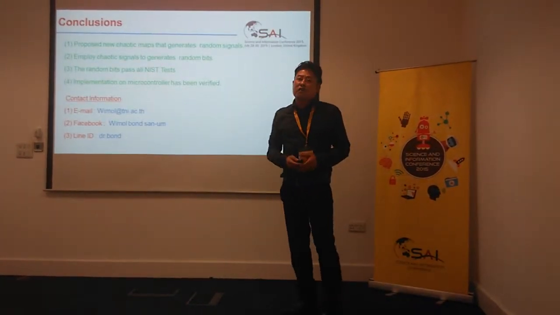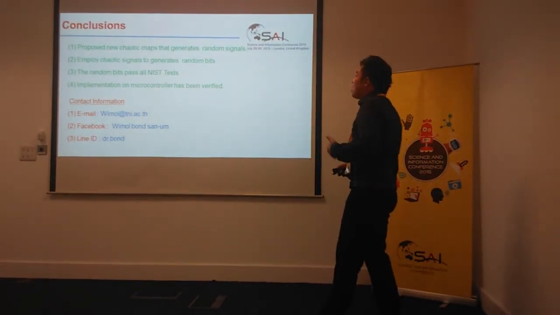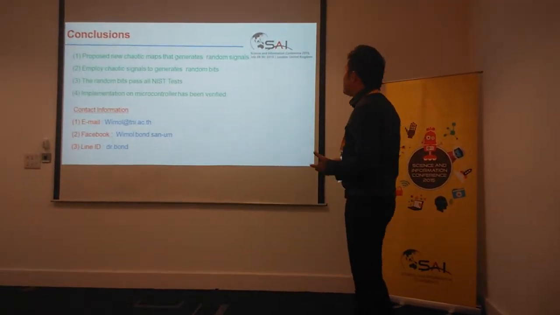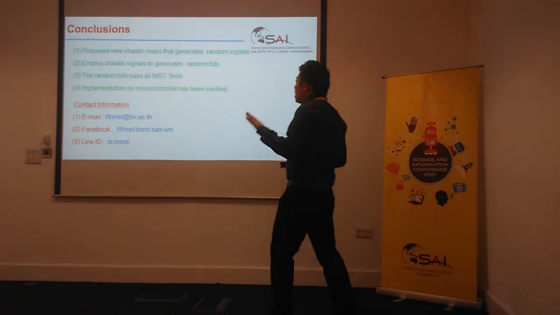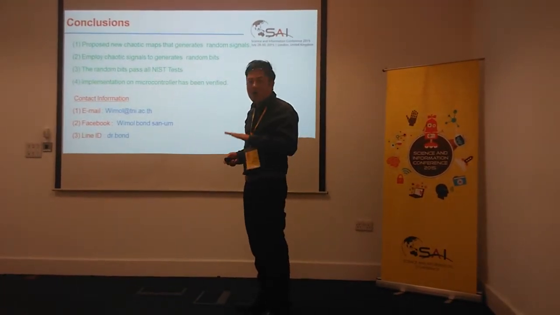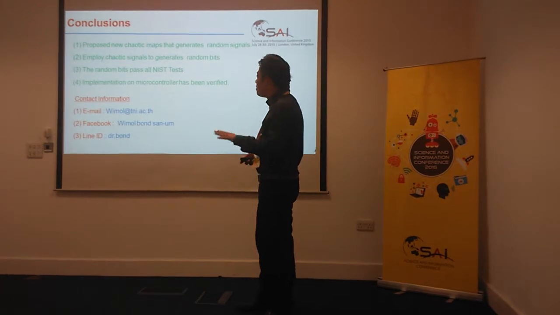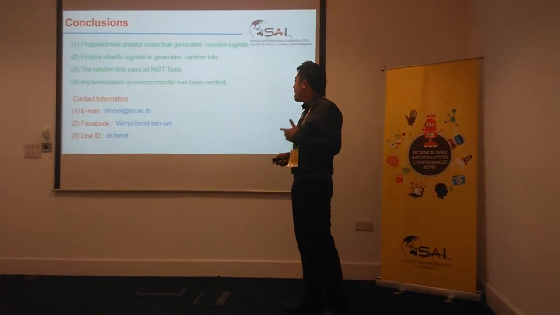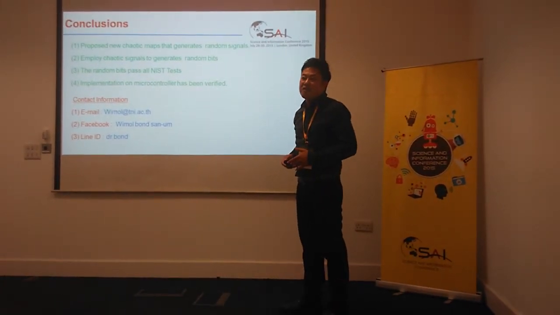I'm going to go to the conclusion. The proposed new chaotic maps generate a random signal. I employ the chaotic signal to generate random bits. The random bits pass all the NIST tests, and the implementation on a microcontroller has been verified. Thank you very much.